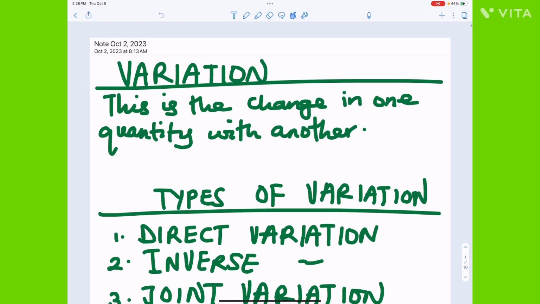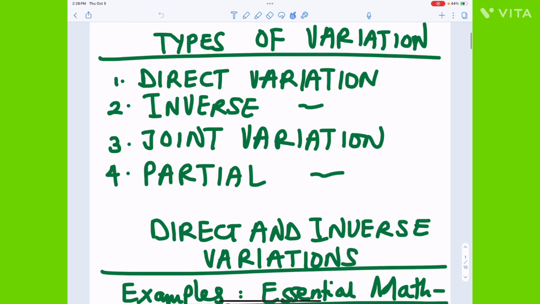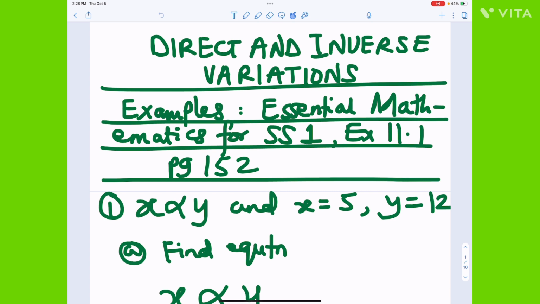We mentioned earlier that variation is the change in one quantity with another, and there are different types of variation listed there: direct, inverse, joint, and partial. Direct and inverse variation are somewhat similar. We can learn them together. So let's take this exercise and do a few questions.